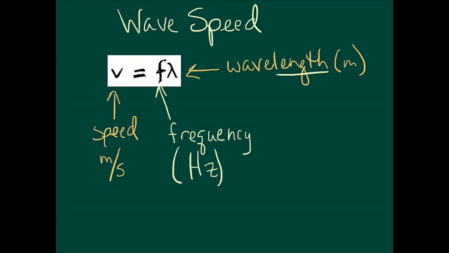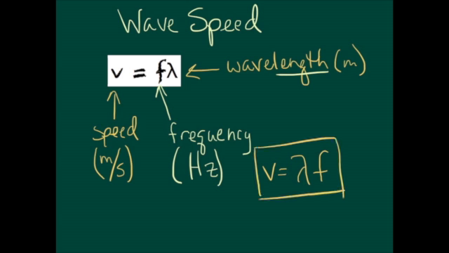So the equation we will be using for wave speed is V equals F lambda, or you may see it written V equals lambda F. Doesn't really matter which way it's written. Multiplication is a commutative property, so it doesn't matter what order we multiply in. This will be our equation that we use. It is very important that you keep in mind what these units have to be. If anything is not in a standard unit, you will have to change it to a standard unit.